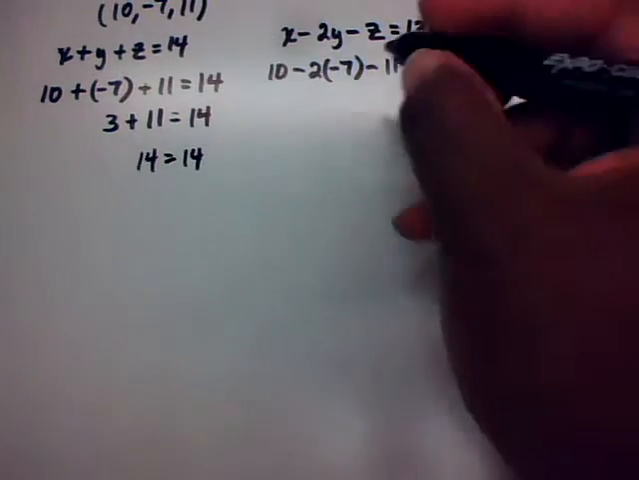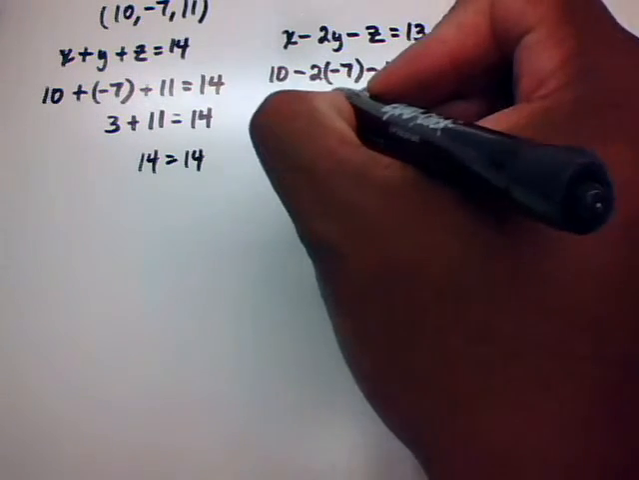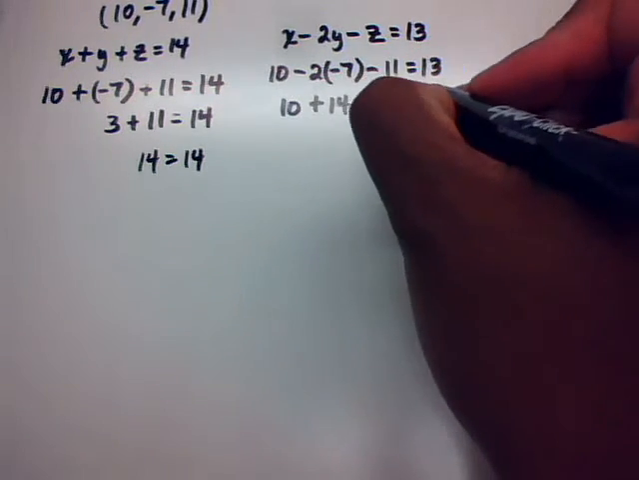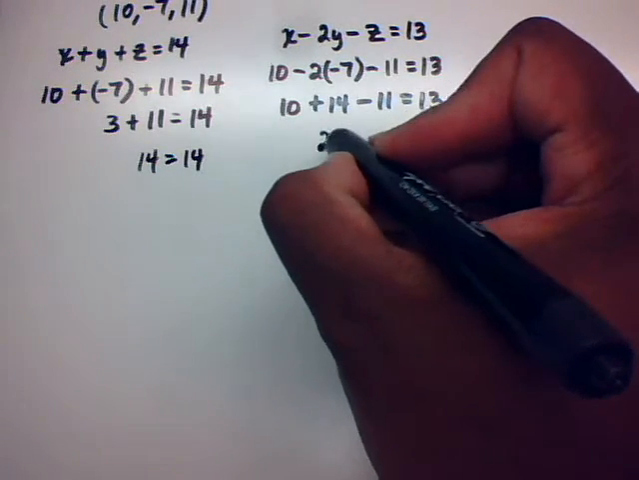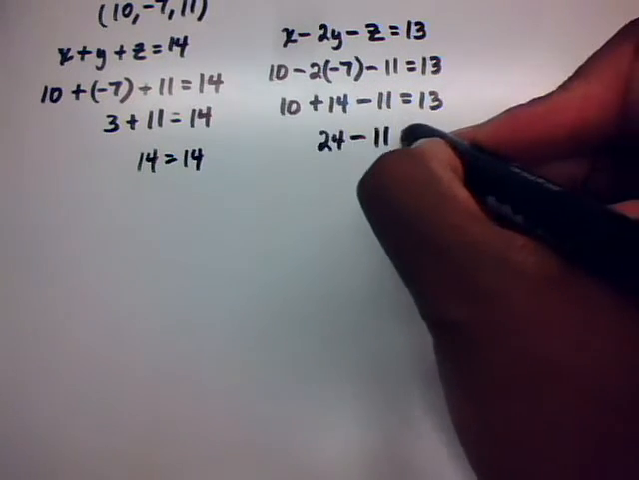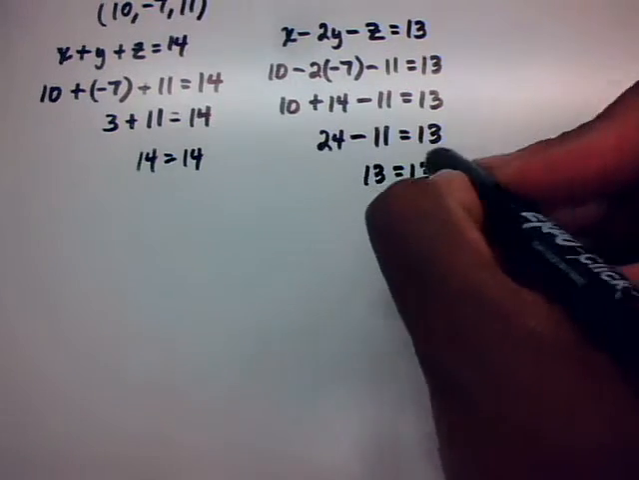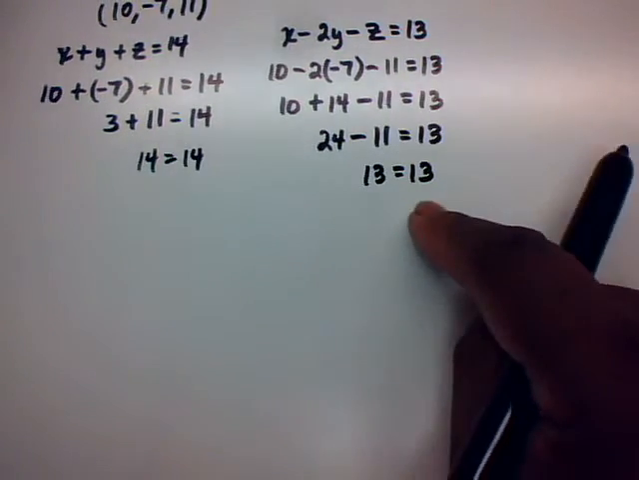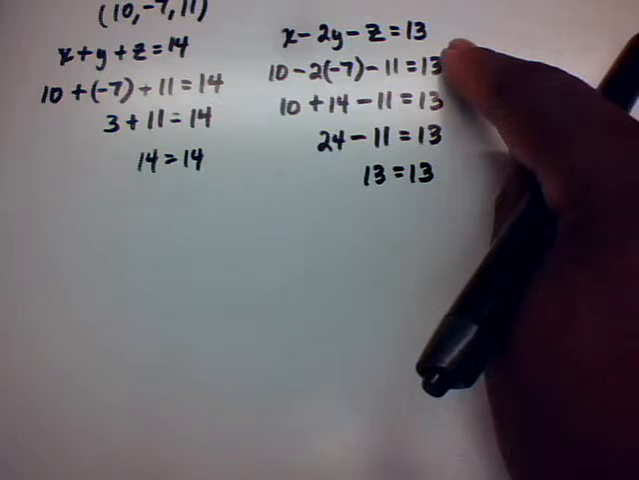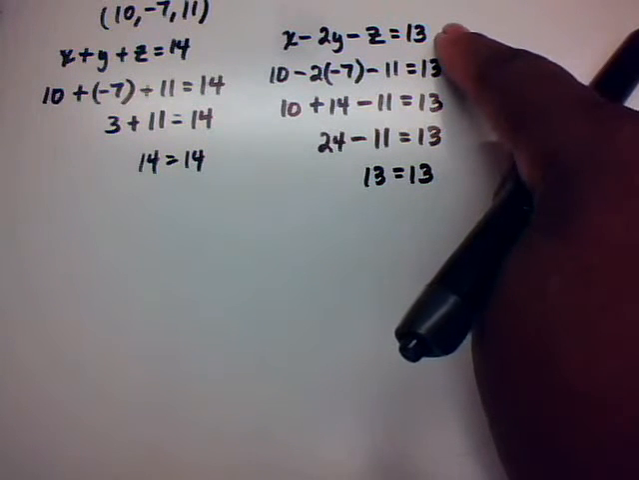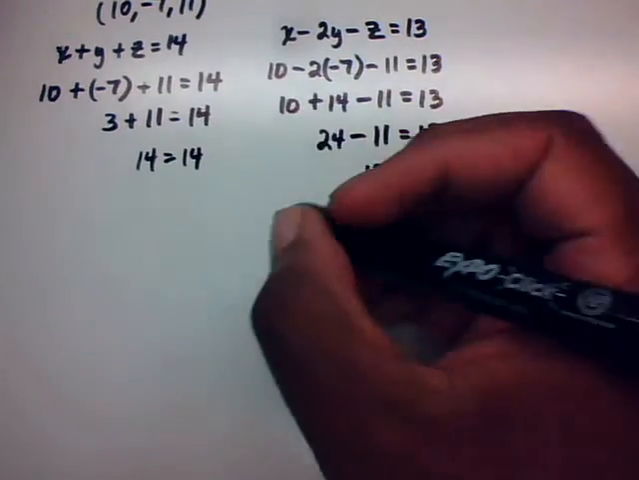So in this case, let's simplify this. Bring down the 10. Minus 2 times -7 will be plus 14. Minus 11, that should equal 13. Then 10 plus 14 gives us 24, minus 11. And 24 minus 11 does equal 13. The left side does equal the right side. So we can say that this ordered triple satisfies the second equation. So far, the ordered triple satisfies two of them, but it must satisfy the third one as well.